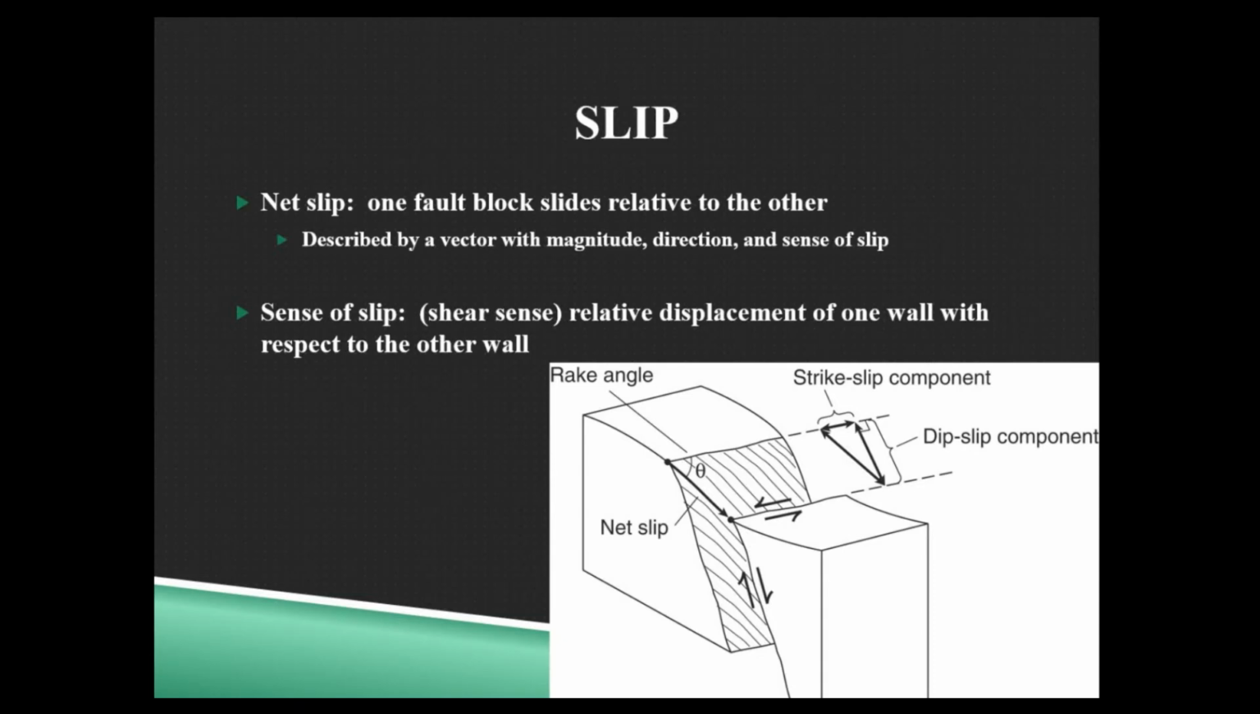Now, relative is an important part of that term, though, because in this image, for example, it looks like obviously the hanging wall has moved down. However, it is equally possible that the footwall was thrust up and the hanging wall stayed stationary. It's the total sense of relative displacement that is marked when we give a vector for the net slip.